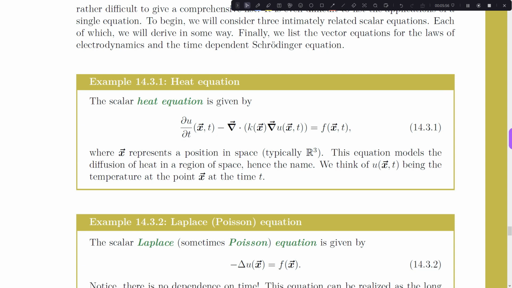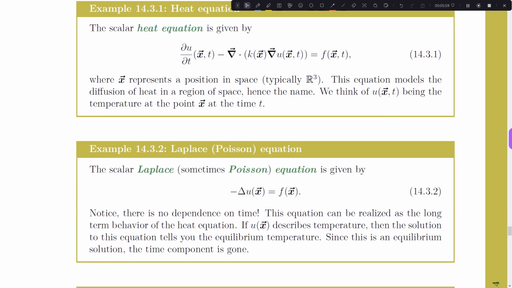But this is just a nice example, and we can also look at the nice example of the Laplace equation. Sometimes this is called a Poisson equation. So I'm going to comment on the difference. Laplace tends to refer to, if this is 0 on the right-hand side, we would refer to that as the Laplace equation. And if the right-hand side is non-zero, that's when we refer to it as a Poisson equation. But of course, they're very closely related.